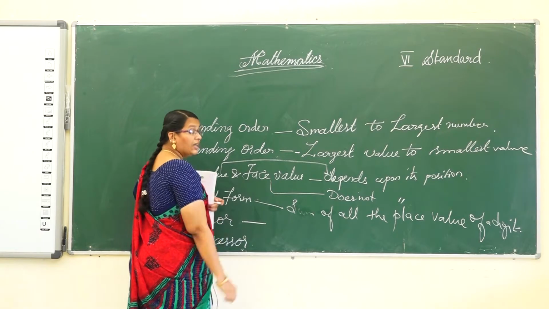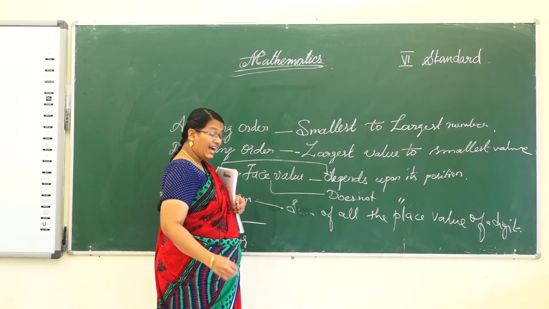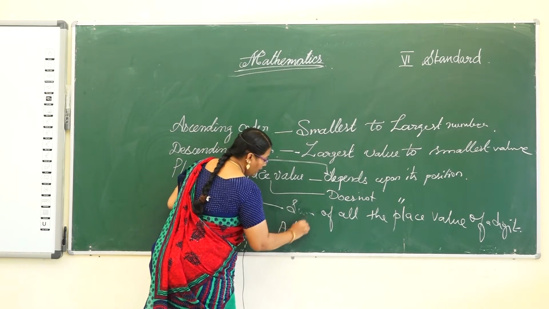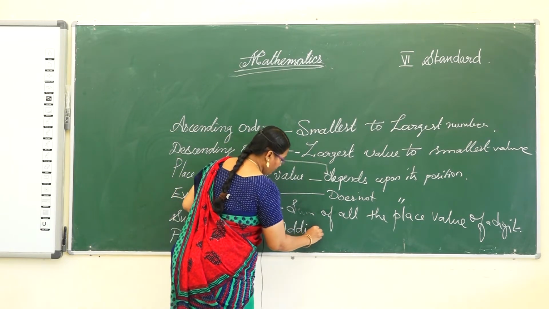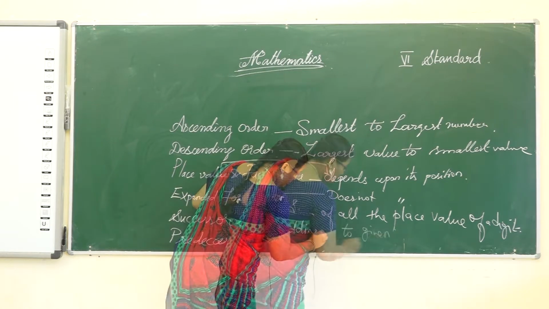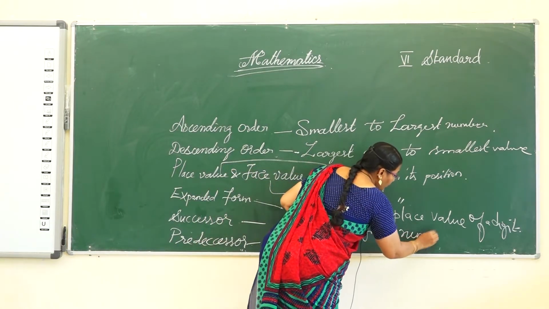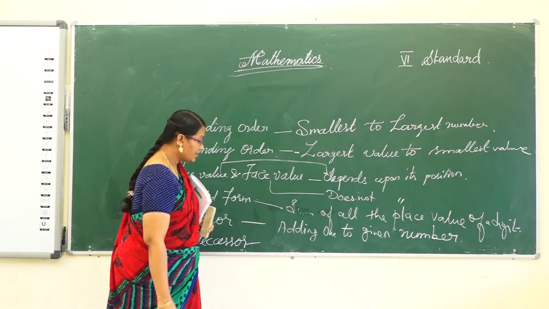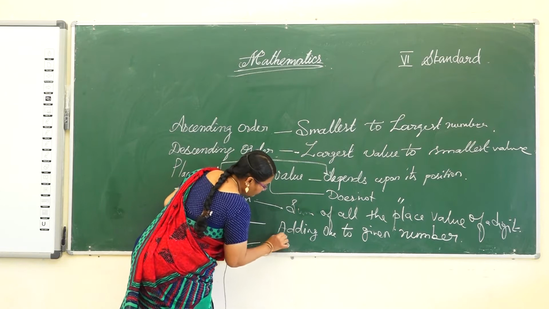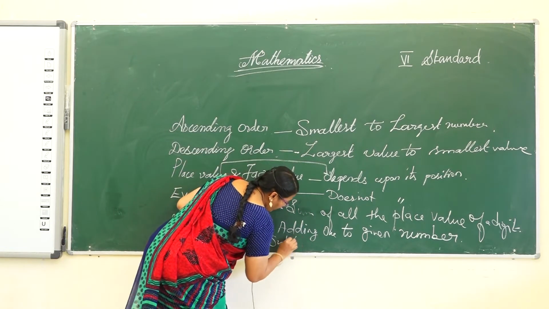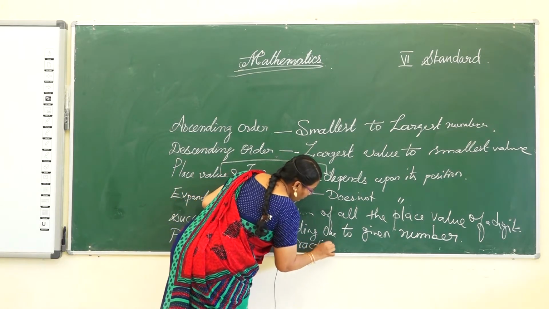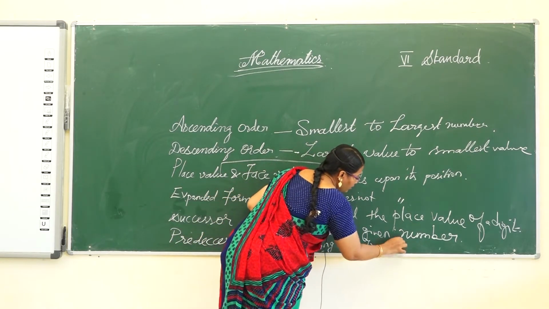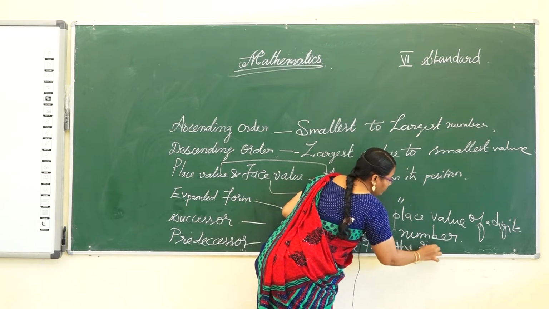And then successor: it is obtained by adding 1 to the given number. And predecessor: it is obtained by subtracting 1 from the given number.